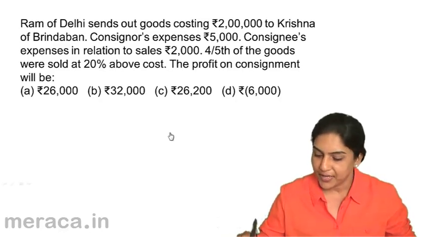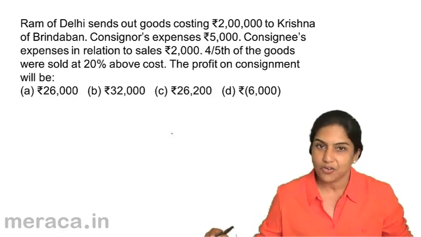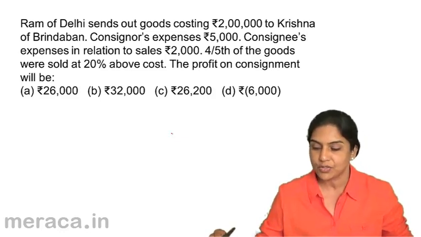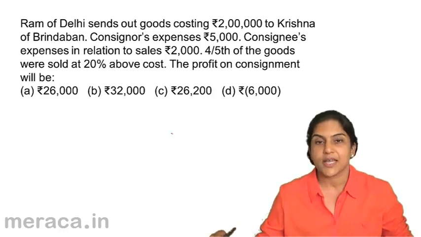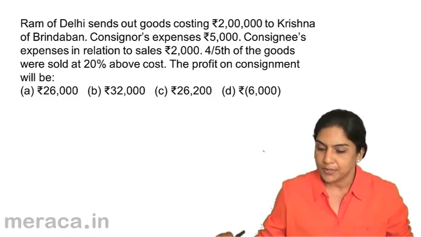Ram of Delhi sends out goods costing 2 lakh to Krishna of Vrindavan. Consignor's expense is 5,000. Consignee's expense in relation to sales 2,000. 4/5 of the goods was sold at 20% above cost. Profit on consignment will be. I'll give you a minute to quickly solve.